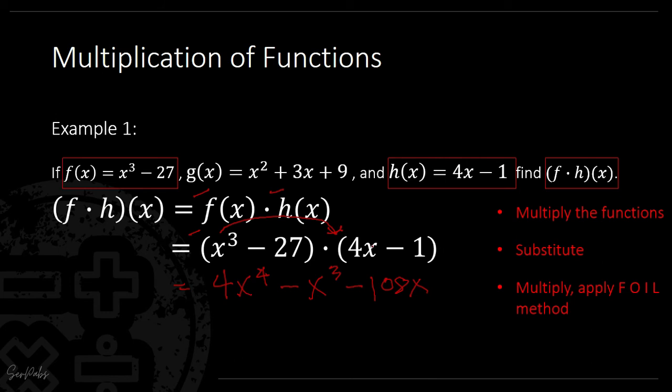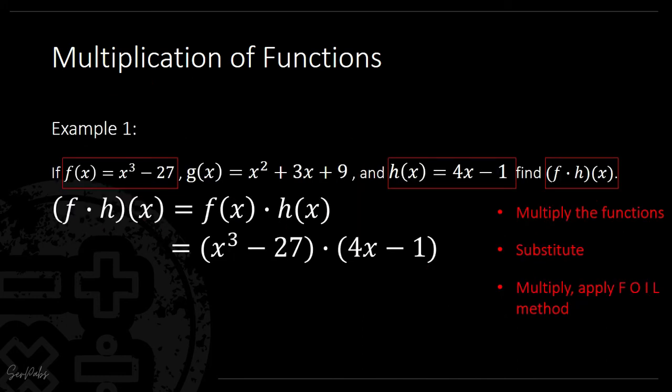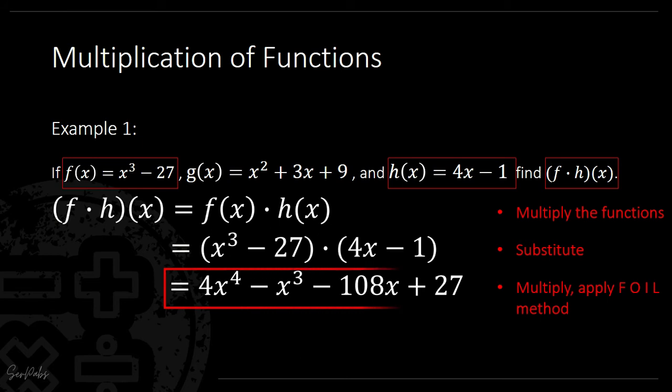Pang-apat, last term. So, negative times negative, we have positive. And then 27 times 1, we have 27. So, 4x to the fourth minus x cubed minus 108x plus 27. Check natin. So, magkamukha naman. So, ang final answer upon the application of FOIL method is 4x to the fourth power minus x to the third minus 108x plus 27.